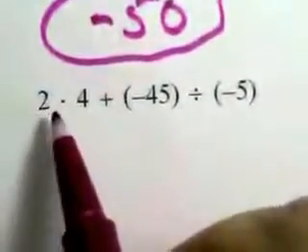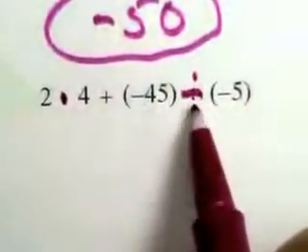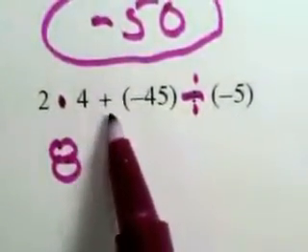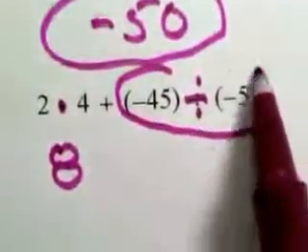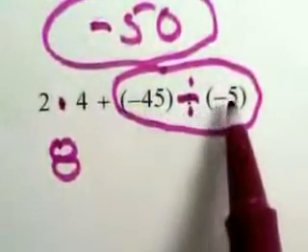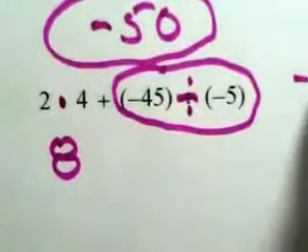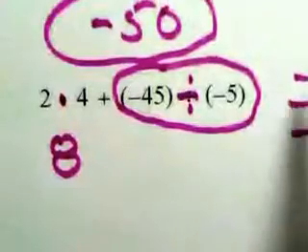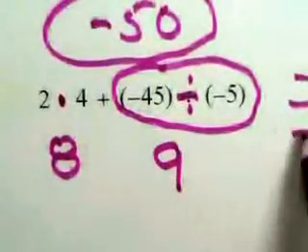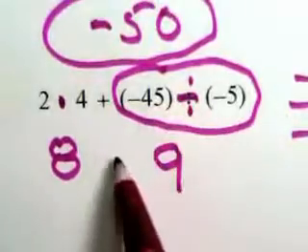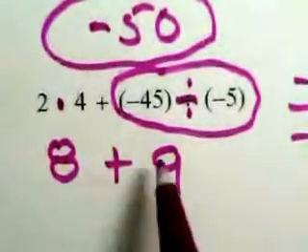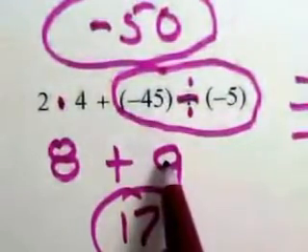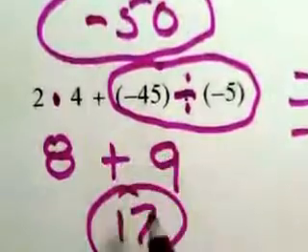All right, again, we have our times, and then we have our divide. I'll do the times. 2 times 4, that's 8, positive 8. And then we have a negative. I'm doing this right here. Negative 45 divided by negative 5. In other words, it looks like this. Okay, so 5 goes into 45 9 times, and the 2 negatives cancel. So this is a 9, positive 9. So I have 8 plus 9. If it's positive 9, it's plus 9. If it would have been negative 9, I would say minus 9.